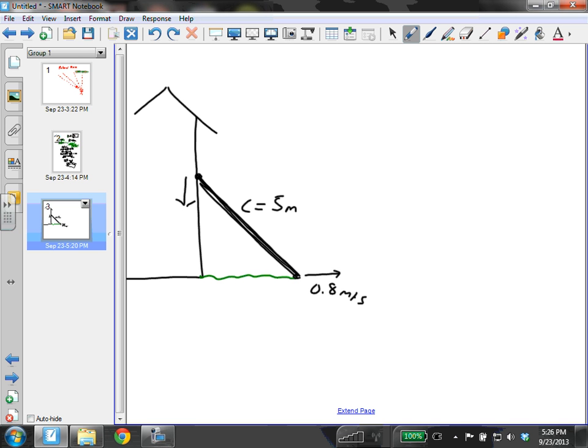Then I want to look at this distance from the bottom of the ladder to the house. That distance is not as straightforward as it may appear when you read the problem. It says that the bottom of the ladder is 1.5 meters from the wall at time t equals 0. So this is when everything starts. At the very beginning of the problem, the ladder is 1.5 meters from the wall.